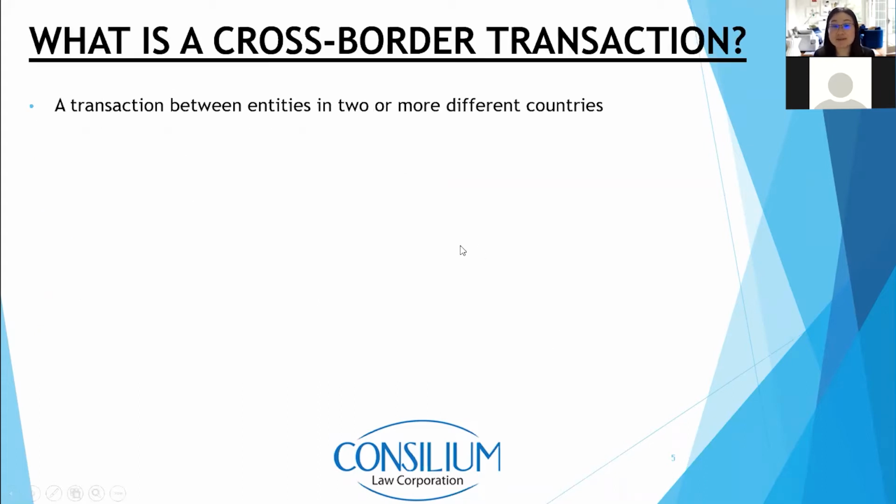So here is the billion-dollar question: what is a cross-border transaction? Simply, a cross-border transaction is a transaction between entities in two or more different countries. It could be between people or companies. Globalization is a key part of today's world, so this is of increasing importance. You might find that in the course of your work, you are dealing with people from other countries, or you want to work in other countries with people from other jurisdictions.